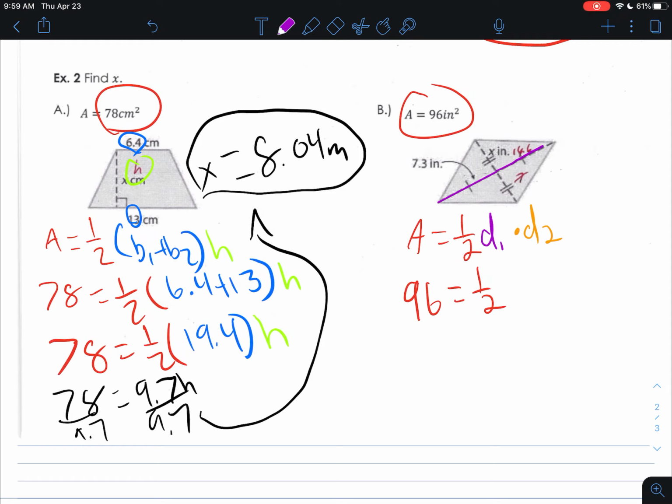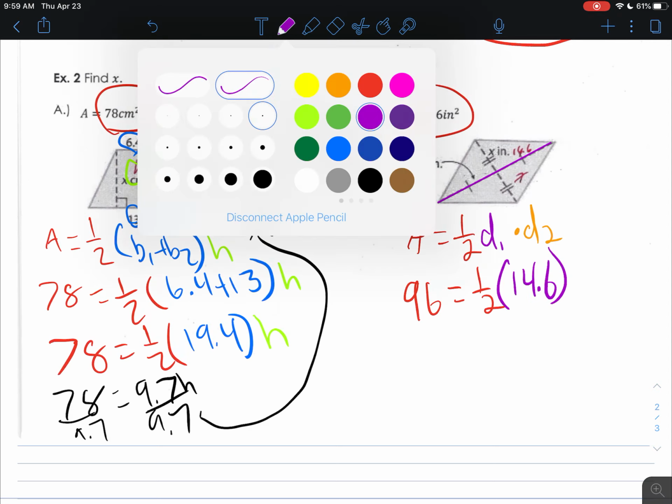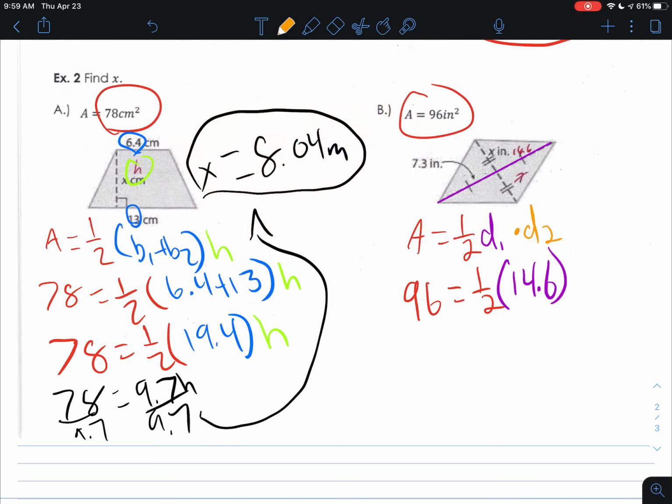Now for diagonal 1, it looks like it's 7.3 right here. But we need to take this side into consideration as well. So it actually would be 14.6 times diagonal 2. One side is x, and it's congruent to the other side of the diagonal. So x plus x equals 2x.